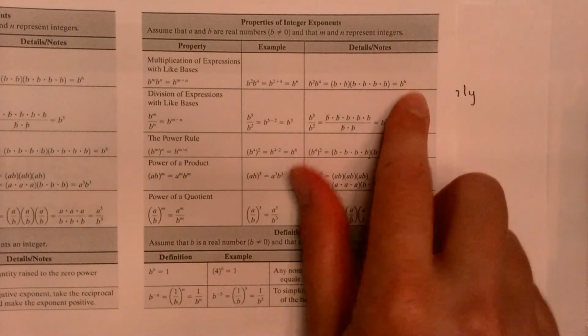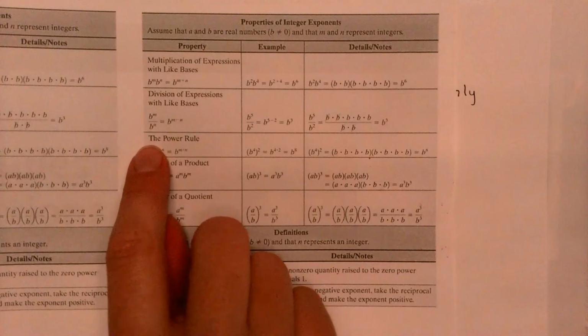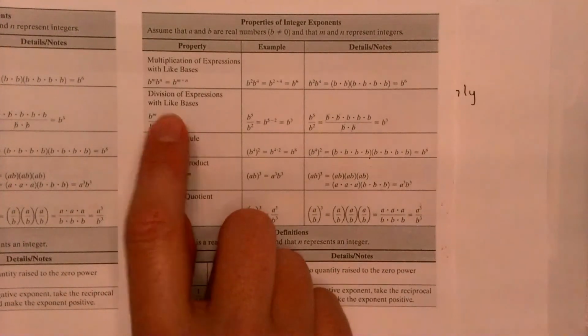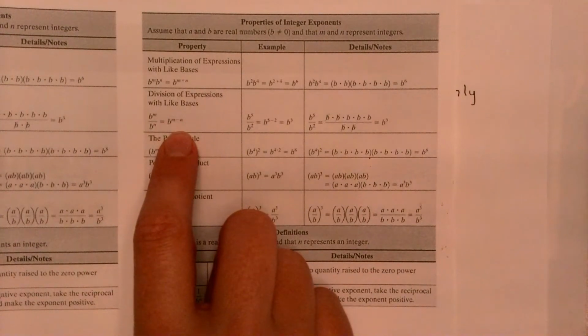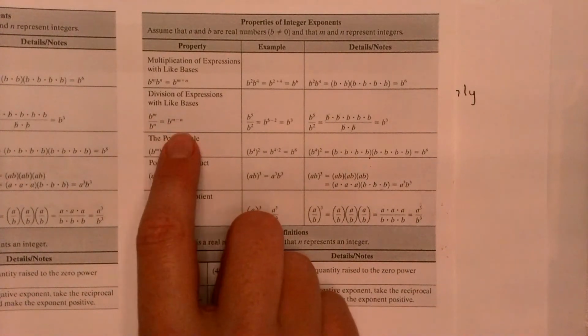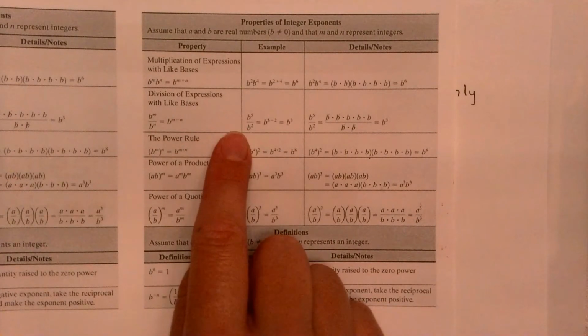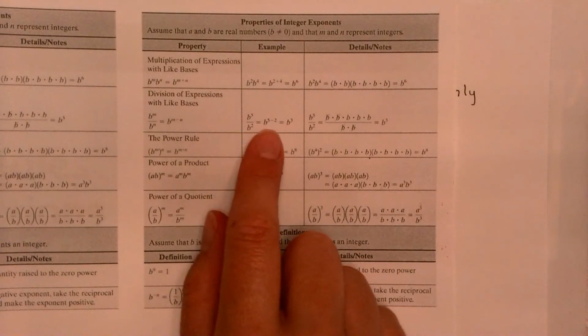All right, if we have division and they have to have the same bases, then we subtract. So that makes sense. With longhand multiplication, we add. With longhand division, we subtract. So when we divide the same base, we subtract the powers. And so here we would have the numerator minus the denominator, so b to the fifth minus 2, and we find that difference.